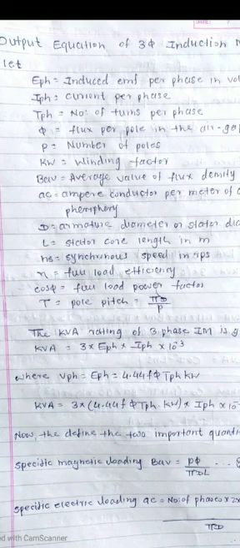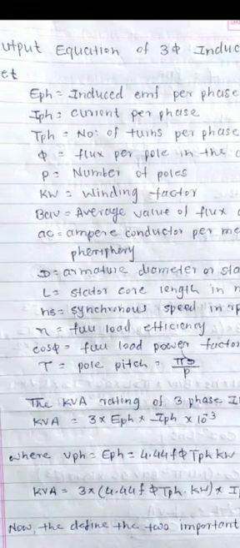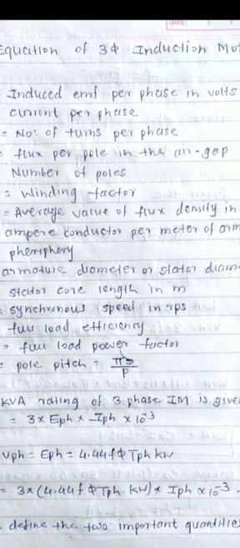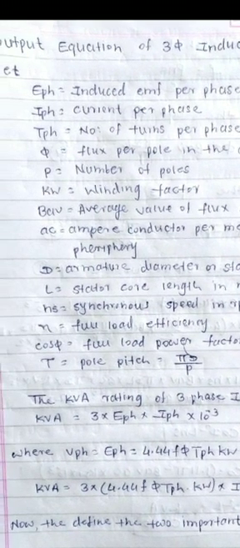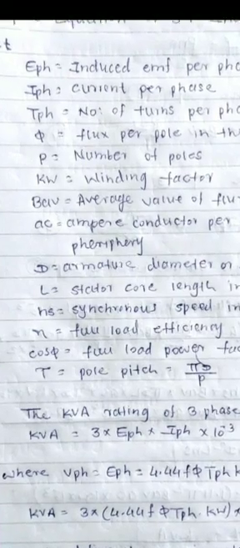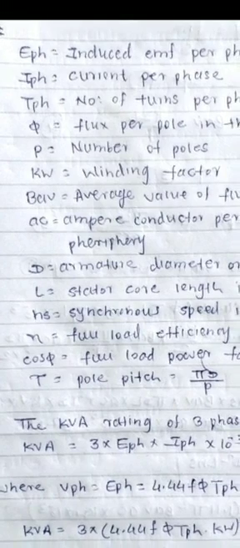Let EPH be the induced EMF per phase in volts, IPH the current per phase, TPH the number of turns per phase, Phi the flux per pole in the air gap, P the number of poles, KW the winding factor, B average the average value of flux density in the air gap, and AC the ampere conductors per meter of armature periphery.